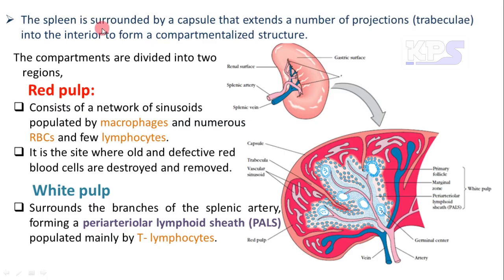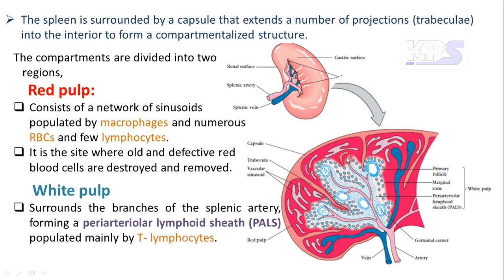When we look at the structure of the spleen, it is surrounded by a capsule that extends a number of projections, namely trabeculae, into the interior to form a compartment-like structure. Here you can see this is an encapsulated structure, and its capsule extends inwards to the interior of the spleen, and thereby forms a number of compartments. These extensions are called trabeculae.